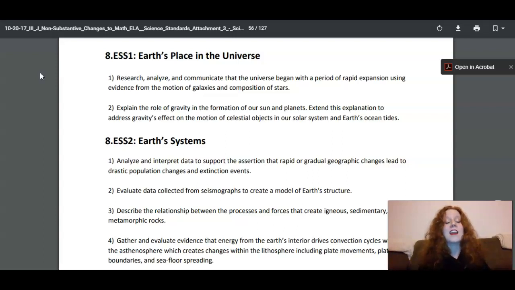So there's a ton of math that goes into the science of trying to figure out what on earth happened then. Let's go back and look at the PowerPoint and some pictures to try to help break this down just a little bit. We'll focus on the universe beginning with a period of rapid expansion part, with motion from galaxies and composition of stars as evidence.